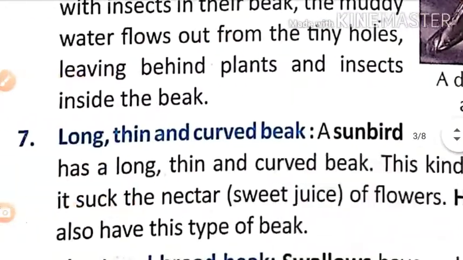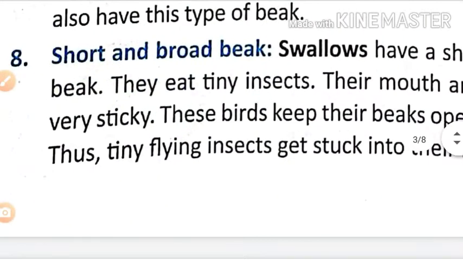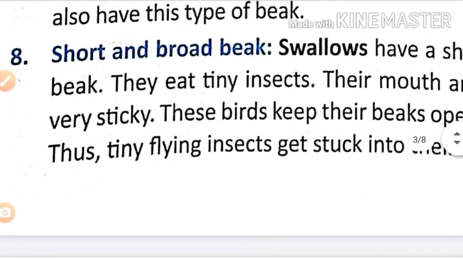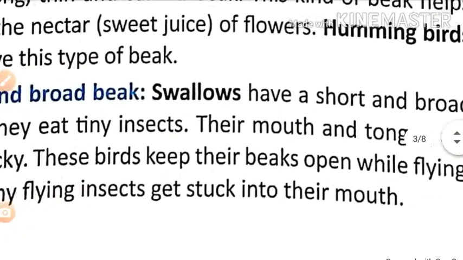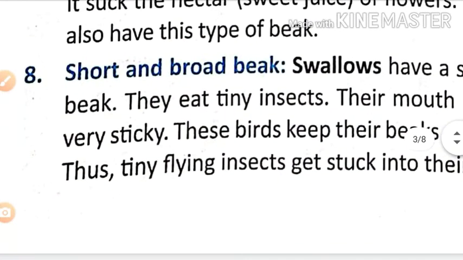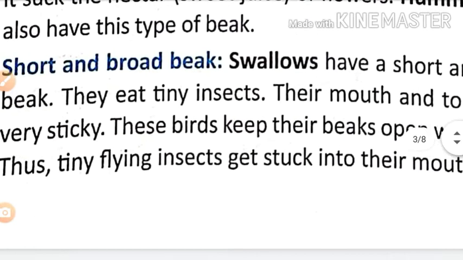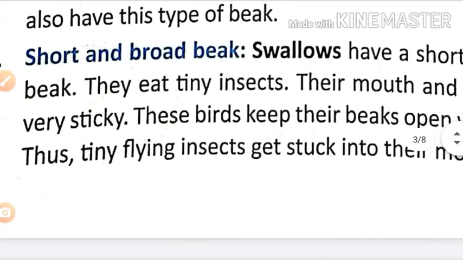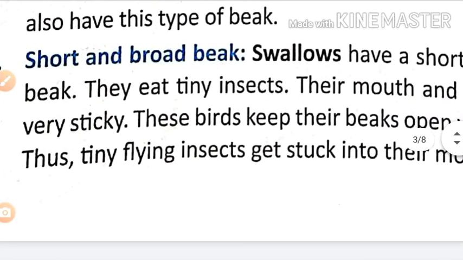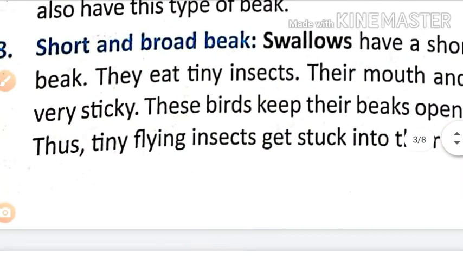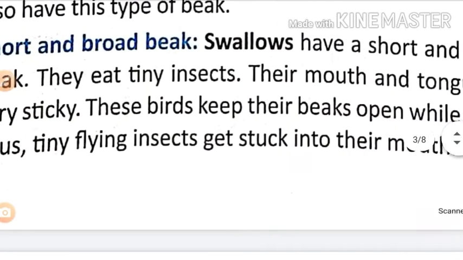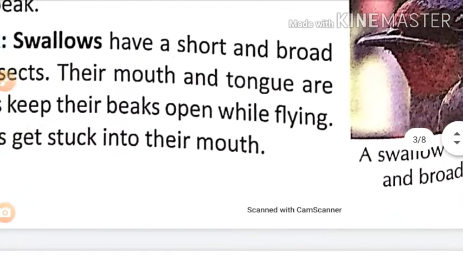Okay, next, short and broad beak. Swallows have a short and broad beak. They eat tiny insects. Their mouth and tongue are very sticky. These birds keep their beaks open while flying. Thus, tiny flying insects get stuck in their mouth.